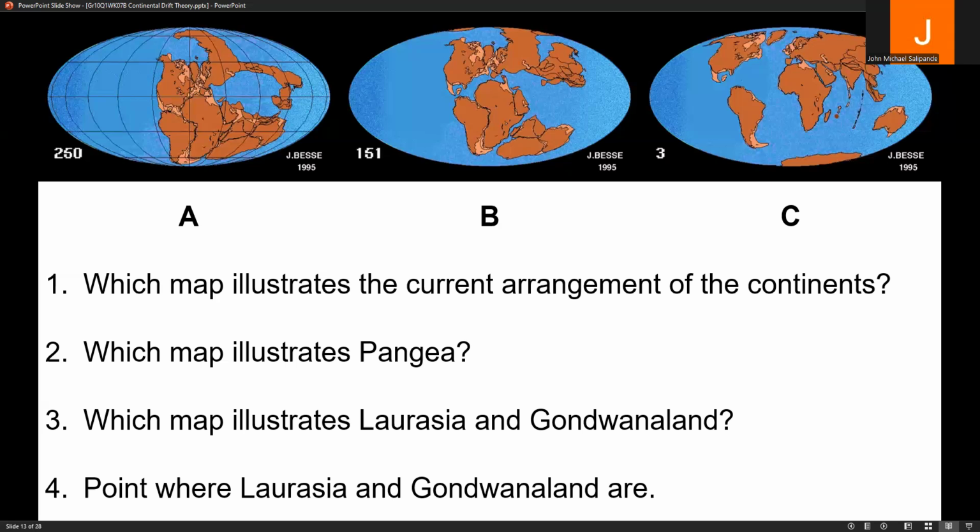And number four, point where Laurasia and Gondwanaland are. Laurasia and Gondwanaland are both found at map letter or globe letter B. So Laurasia is northern Pangaea and Gondwanaland is the southern Pangaea.